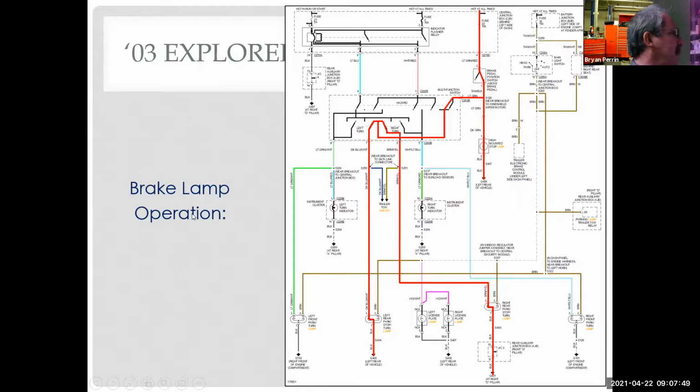So here I have my brake lamp operation. I've got power coming through to my brake light switch. And then it goes through what's called my combo switch, which is your turn signal switch on the steering column. Then it comes down to my left rear brake light and my right rear brake light. And here's my high mounted or third brake light. So that is how my brake light circuit works.